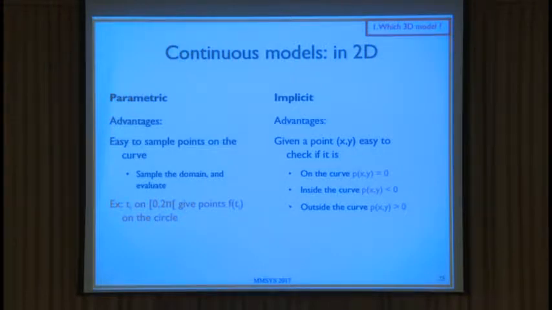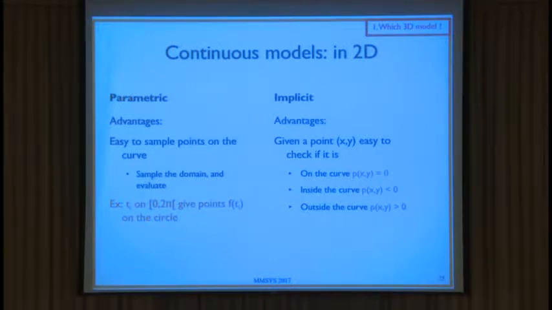And what are these representations good for? If you have a parametric representation, it's very easy to generate points on your model. So you sample your domain. Here you will take t_i values on the interval 0 to pi, and you map them to points that are on the circle. It seems obvious like this, but that's something that is going to be very hard to do with implicit models.